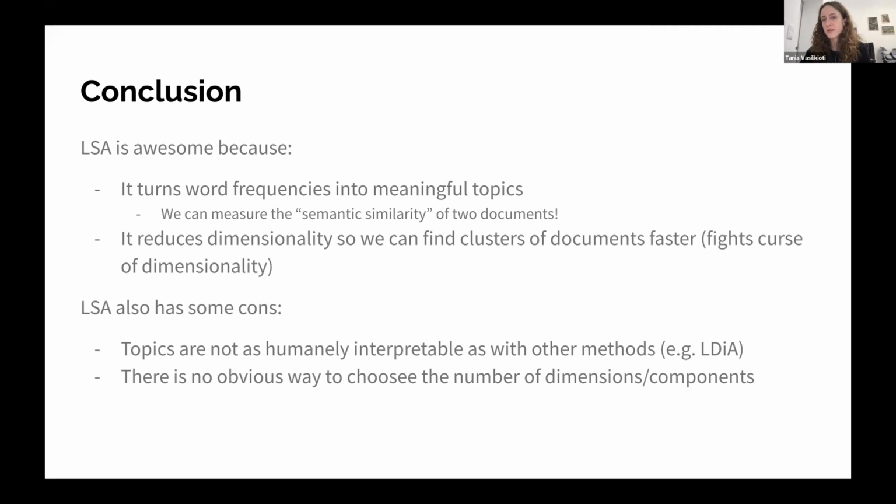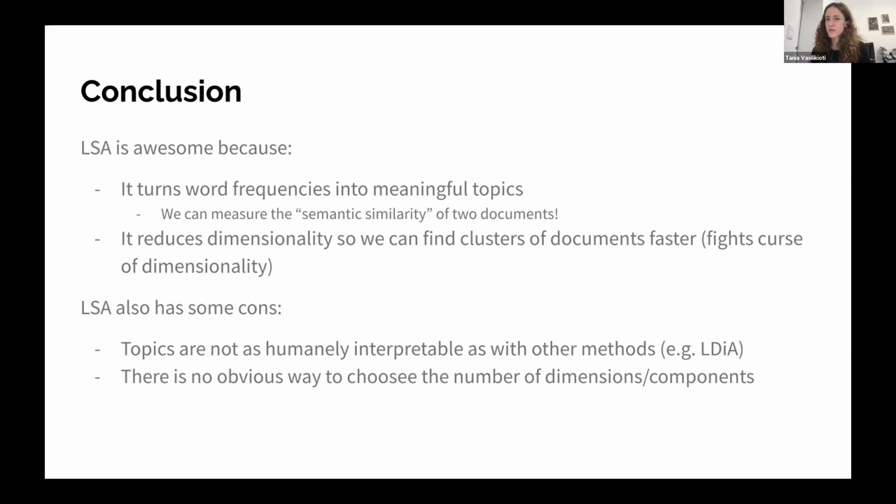There are other techniques, more from the statistical world, such as LDA, latent Dirichlet allocation, which generates very humanly interpretable topics. So if the objective is to create humanly interpretable topics, then you need to look at something different. And finally, there's no obvious way to choose the number of dimensions. That usually has more to do with some other downstream task. So let's say you use this technique to do some other task, for example, classification of texts into spam and not spam.